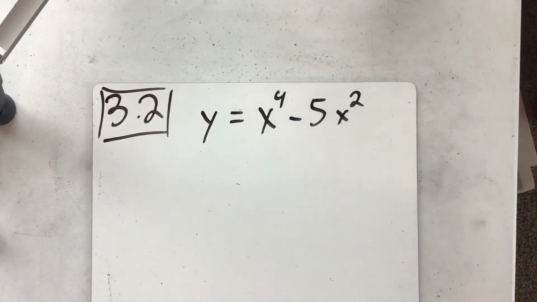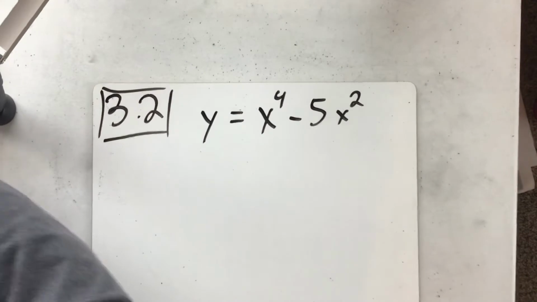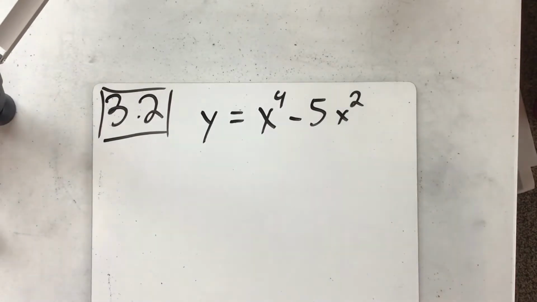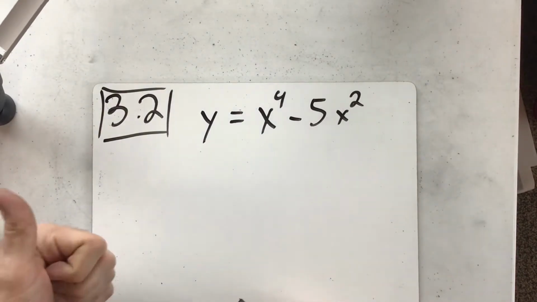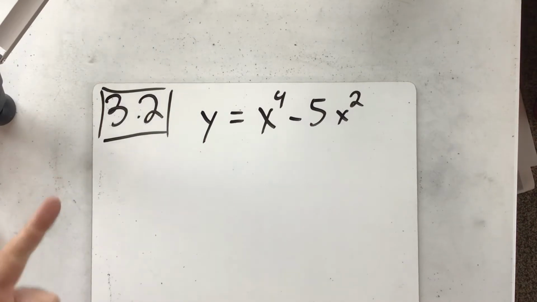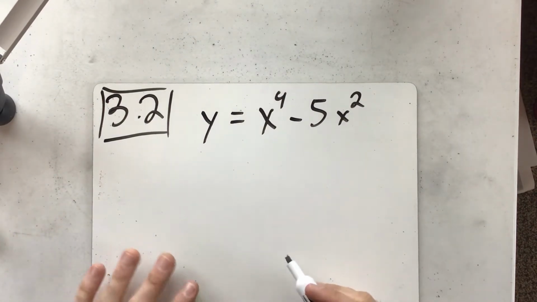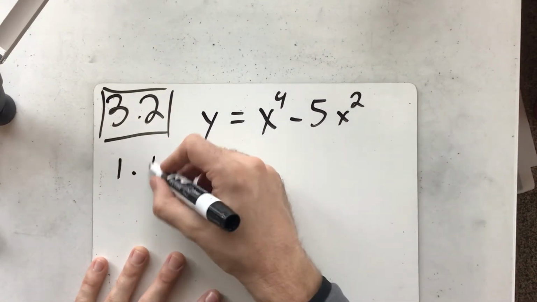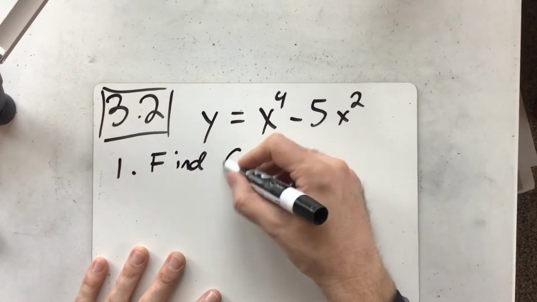We're ready for exercise 3.2, and we're going to follow the same steps that we've been taking all along, where we find the derivative, find the critical values, find the endpoints, and then plug them into our function to see what our solutions are. So what am I going to do first? First, I'm going to find critical points.